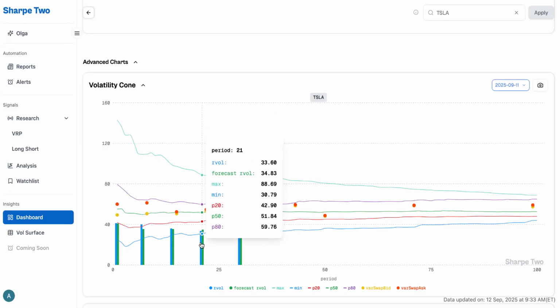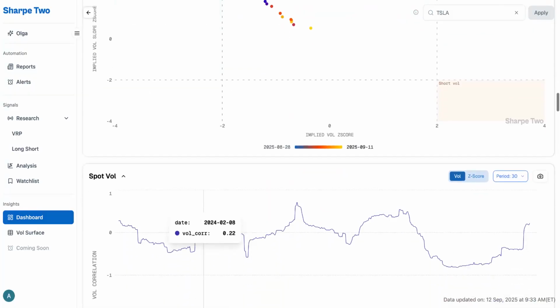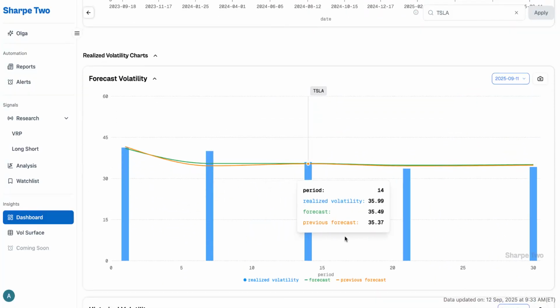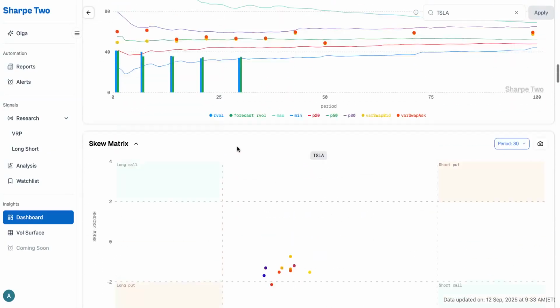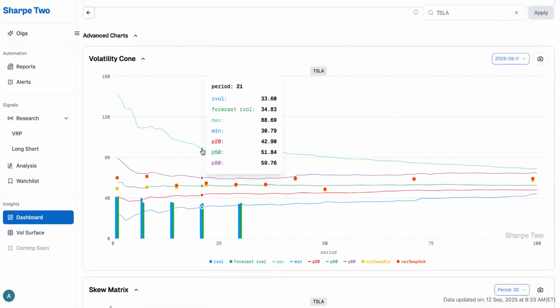And this is represented by that blue bar here. The blue bar is going to give you where the current level of realized volatility is right now. And then next to it in green, you'll see what we think the forecast is going to be. So those two bars here are nothing else than the bars that you see here for the forecast. So 21 days in TSLA. Right now, the forecast is roughly at 34.83 and then realized 33.6. And that's what we're plotting here in this chart.